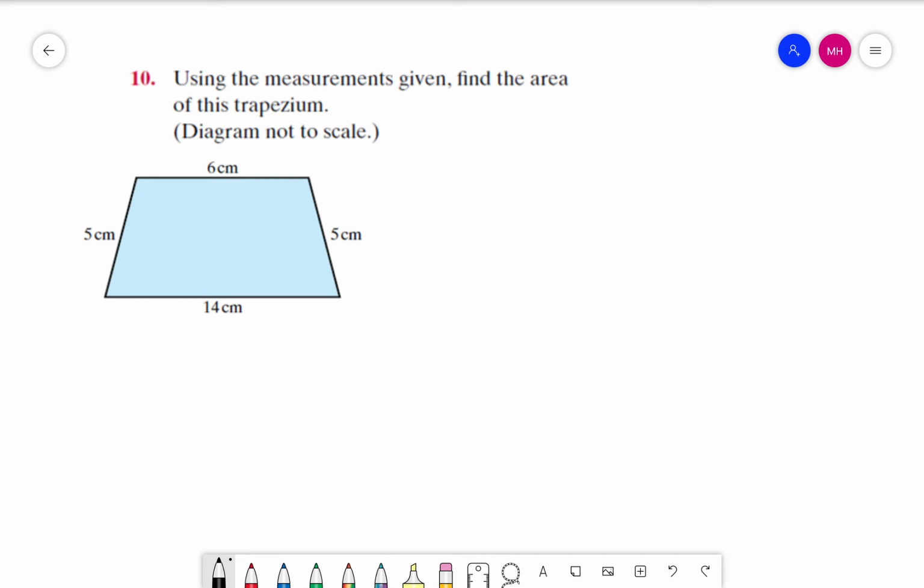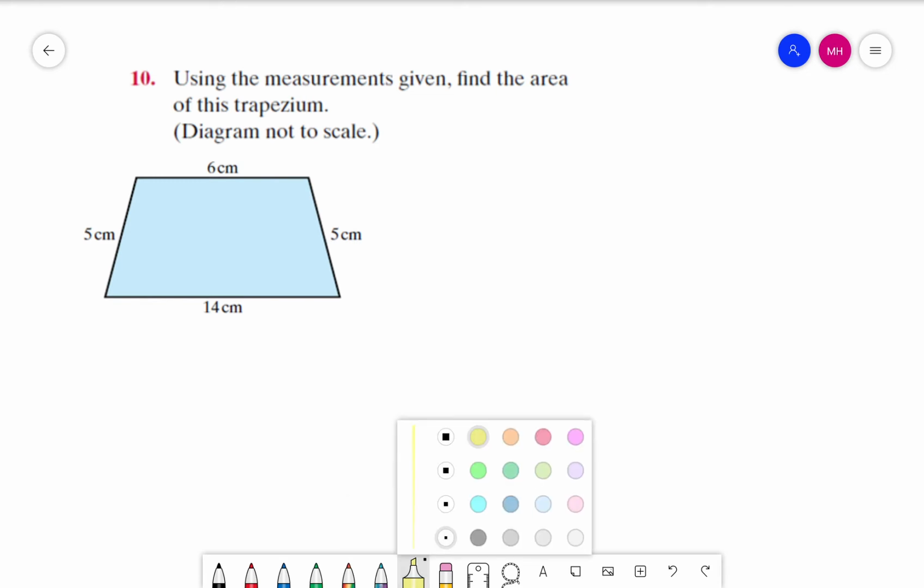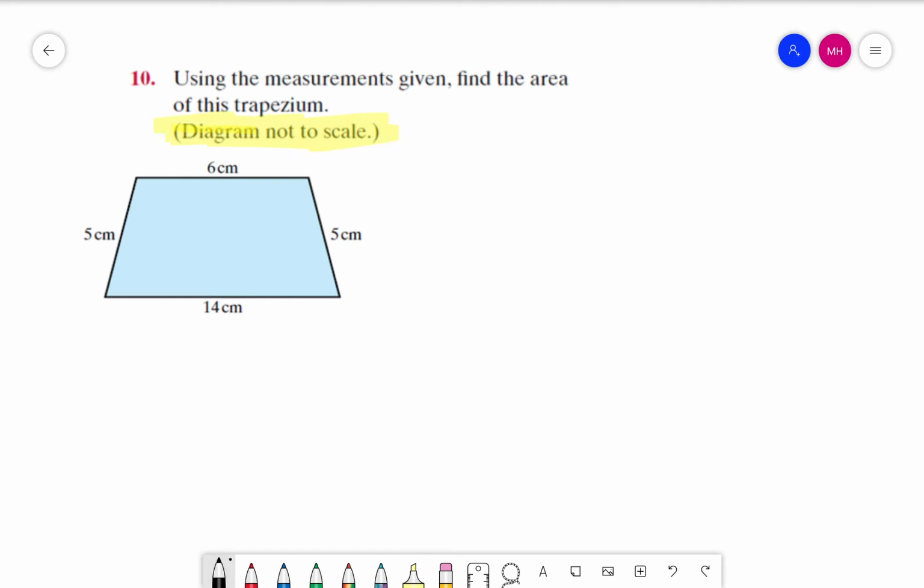So in question 10, first thing to note here, the question says that this is not drawn to scale, and that's kind of important when you're drawing this, working this one out. So we've been given a trapezoid, a trapezium, and using the measurements given, find the area of this trapezium.